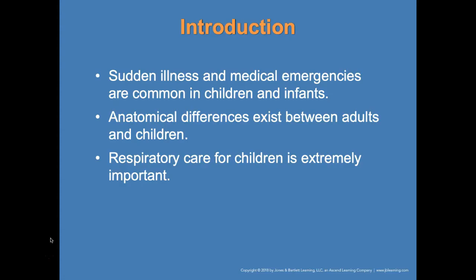So, in our introduction, sudden illness and medical emergencies are common in children and infants. There are some anatomical differences that exist between adults and children. Respiratory care for children is extremely important. I believe we talked about this earlier in the course, where the leading cause of cardiac arrest in children generally stems from respiratory arrest. So something happened to their respiratory function, caused them to go into respiratory arrest, which caused cardiac arrest. All right.